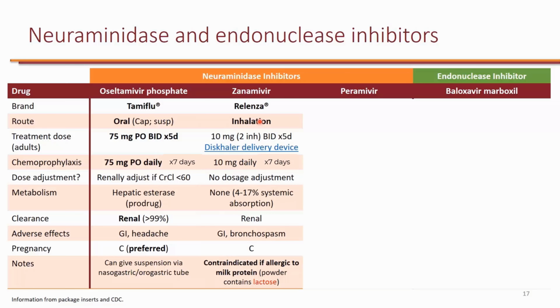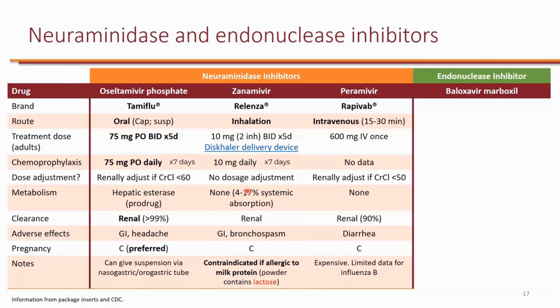The second one is zanamivir or Relenza, which is actually an inhalation. I have posted a video on how to administer these inhalations, and I encourage you to watch this video. One thing that's especially important about Relenza is that it actually has lactose in it, so it's contraindicated in patients who have allergy to milk protein or lactose. Also, because it is inhalation, the systemic absorption is minimal, so there's no dose adjustment needed.